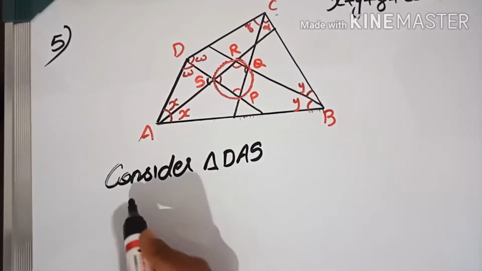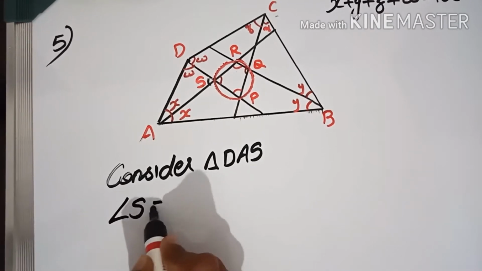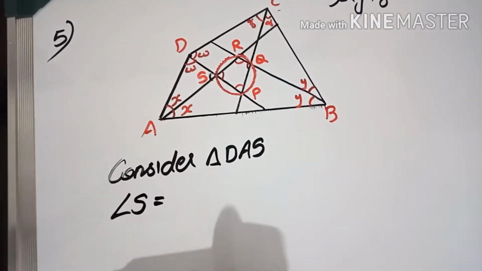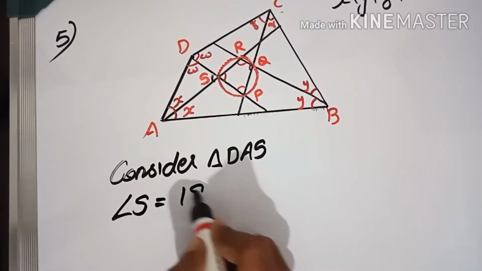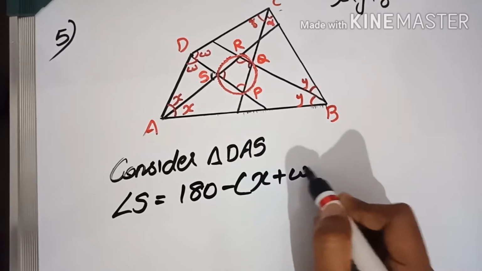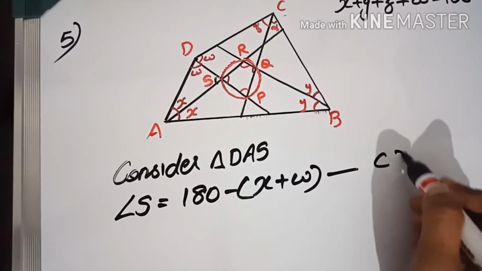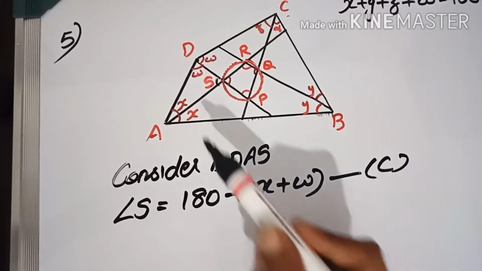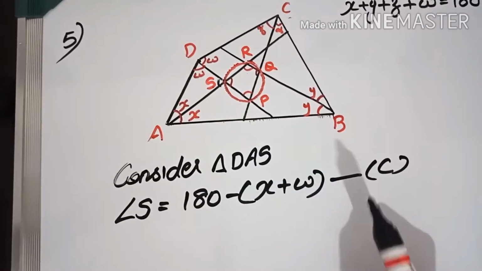So here angle S will be what? Angle S equal to one angle x degree, next angle W. So again 180 minus (x plus w). Okay, this is the equation C. So angle S is equal to 180 minus (x plus w).